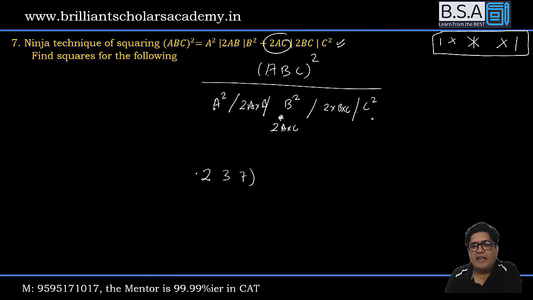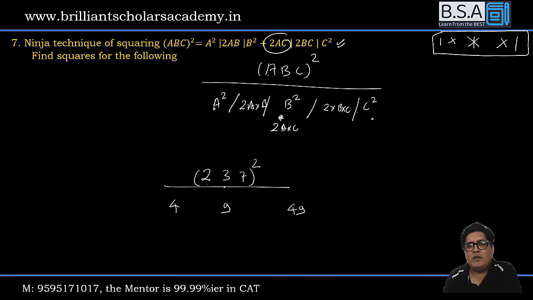237. I need a square. 2 square 4. 3 square 9. 7 square 49. A square, B square, C square. What will come in the middle? 3 into 7, 21, double. What will come in the middle? 2 into 3, 6, double. So what is missing? I have not multiplied these two so far. 7 into 2, 14, double, 28. Add kar do, your job is done.